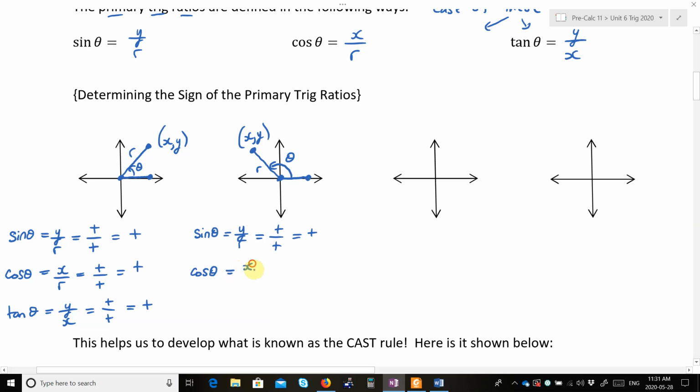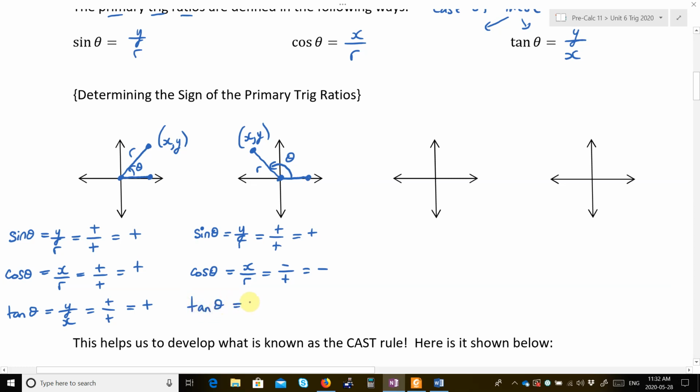Cos theta, by definition, is x over r. We know that the r is always positive. But look at the x-coordinate this time. The x-coordinate is negative, right? Because you have to go to the left of the origin. The x-coordinate is negative. Negative divided by positive is negative. Okay, so cos theta is negative in quadrant 2 here.